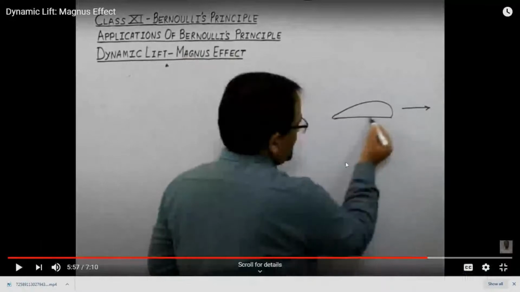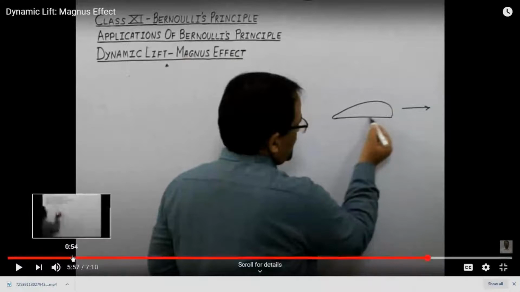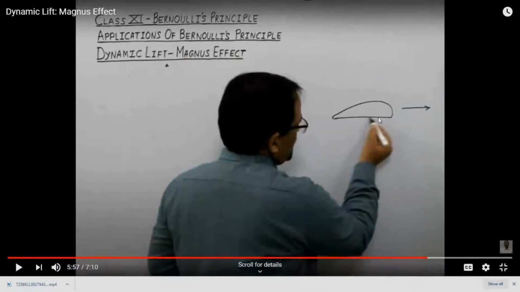So this is only the cross-sectional view of the aeroplane wing, not the complete wing. It is only the cross-section of the aeroplane wing. And we are taking the cross-section of the wing. So cross-section of the wing means we are taking 2 dimensions. From 3 dimensions we are limiting to 2 dimensions when we are taking the cross-section of the wing.